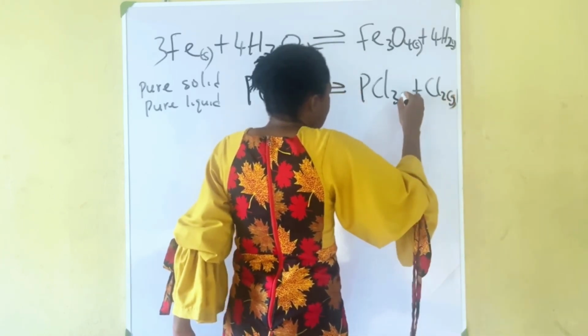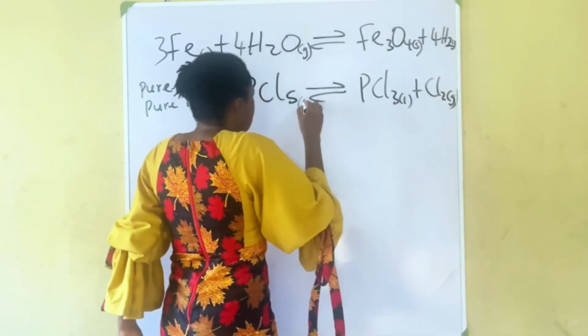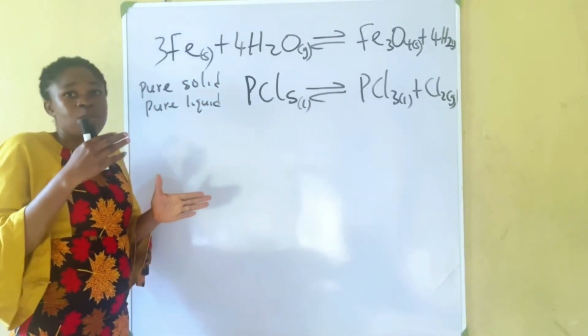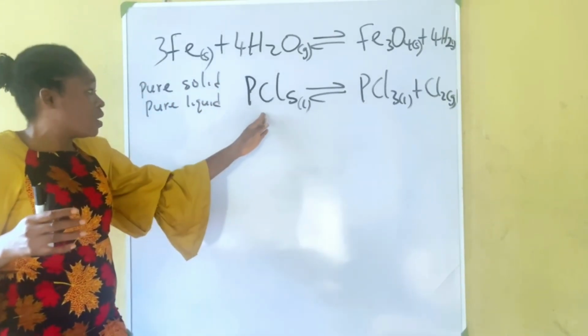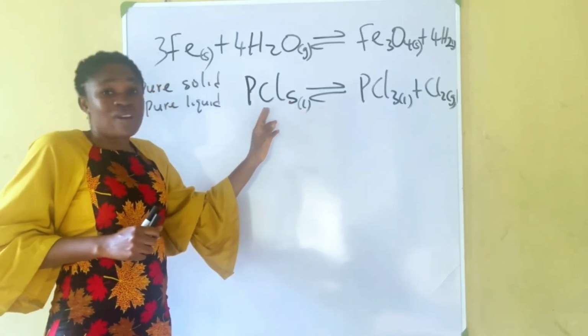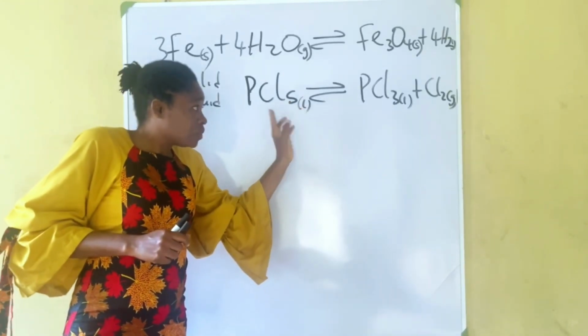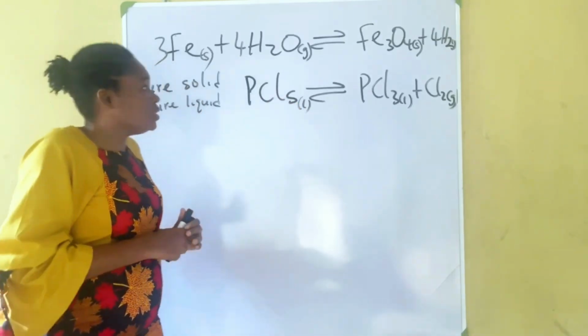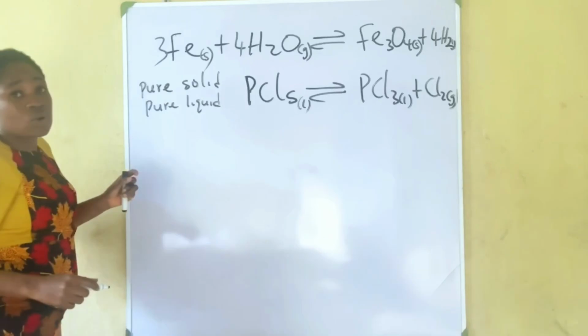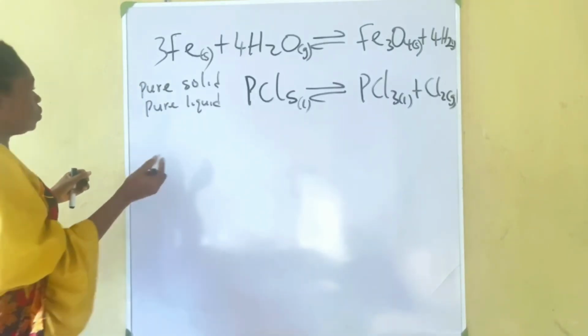So chlorine gas, this one is pure liquid, this one is liquid. Remember the previous ones we considered when we were doing multiple equilibrium. So this one, the phosphorus pentachloride, is gas. This one is liquid, pure liquid. So their value is going to be what? 1. Okay, let's find the equilibrium constant for this reaction.